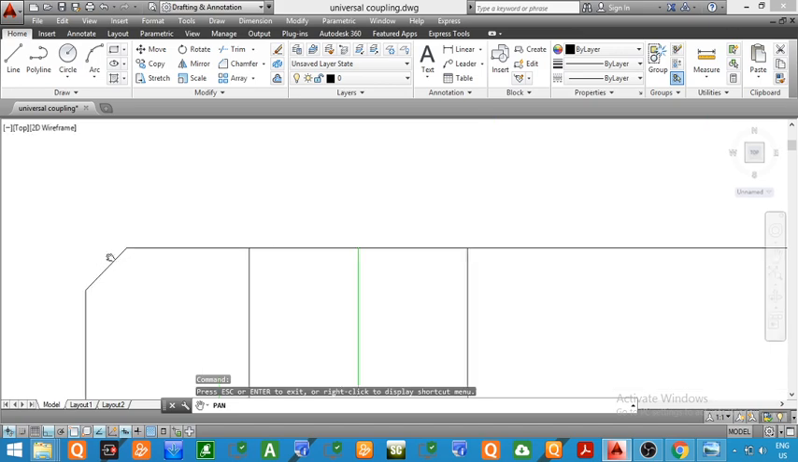Now in the question it was given as 6 into 45, that is, this inclined line will be at an angle of 45 degree with the vertical, whereas the vertical height of this inclined line will be equal to 3 mm instead of 6.